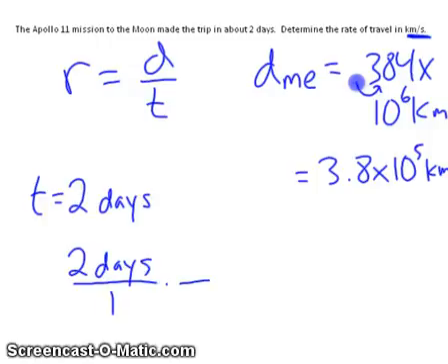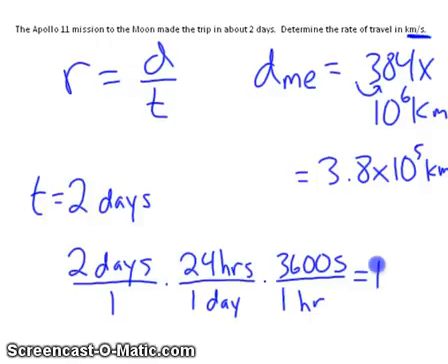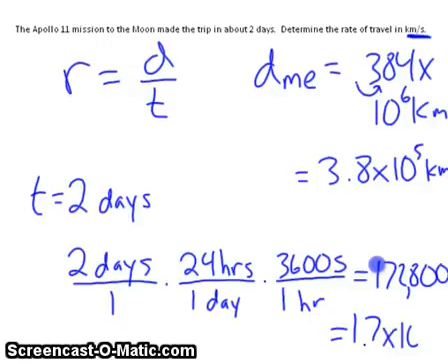Well, let's see, in 1 day, I know that there's 24 hours. And in 1 hour, I know that there's 3,600 seconds. With the little calculations, I find out that's 172,800 seconds. But again, we're working in scientific notation, so I'm going to say 1.7 times 10 to the 5th seconds.